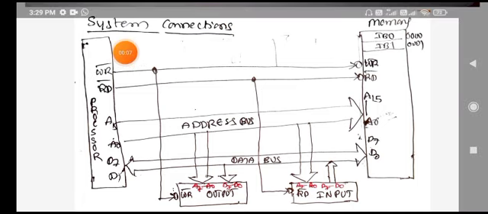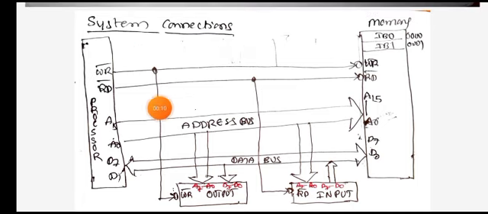Our topic is system connections: how the processor, memory, and input and output are all connected together. You see here, the memory has address pins, data pins, a write pin, and a read pin. All these are connected to the processor's address pins, data pins, and read and write pins respectively.